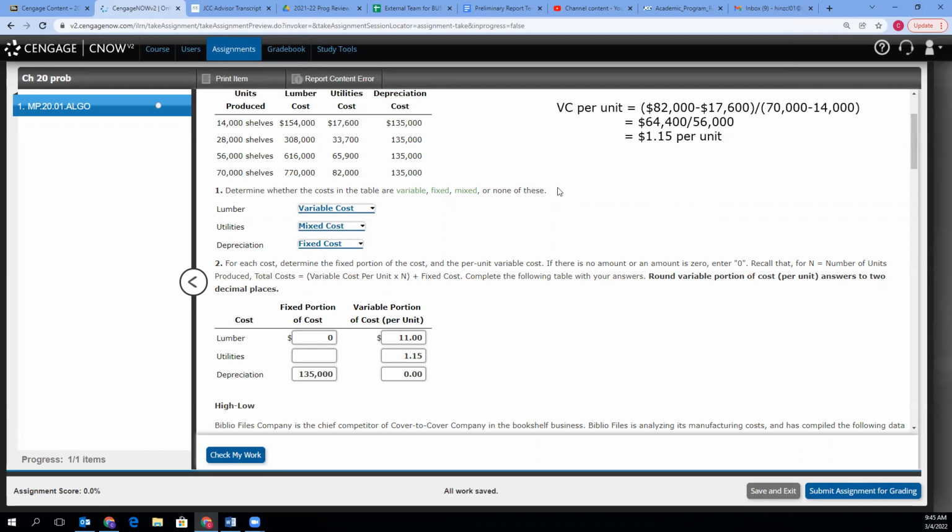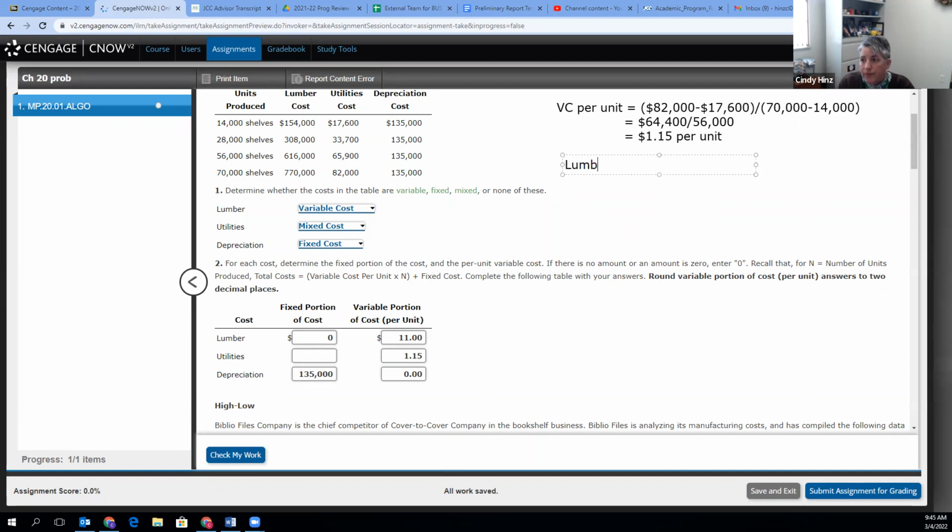Yep, absolutely. Let me get my annotate back up here. So for the lumber, we can take any one of the four production levels, 14, 28, 56, or 70,000. It doesn't matter which one you use. I just took the lowest one because that gives me smaller numbers to work with, and that's just easier.